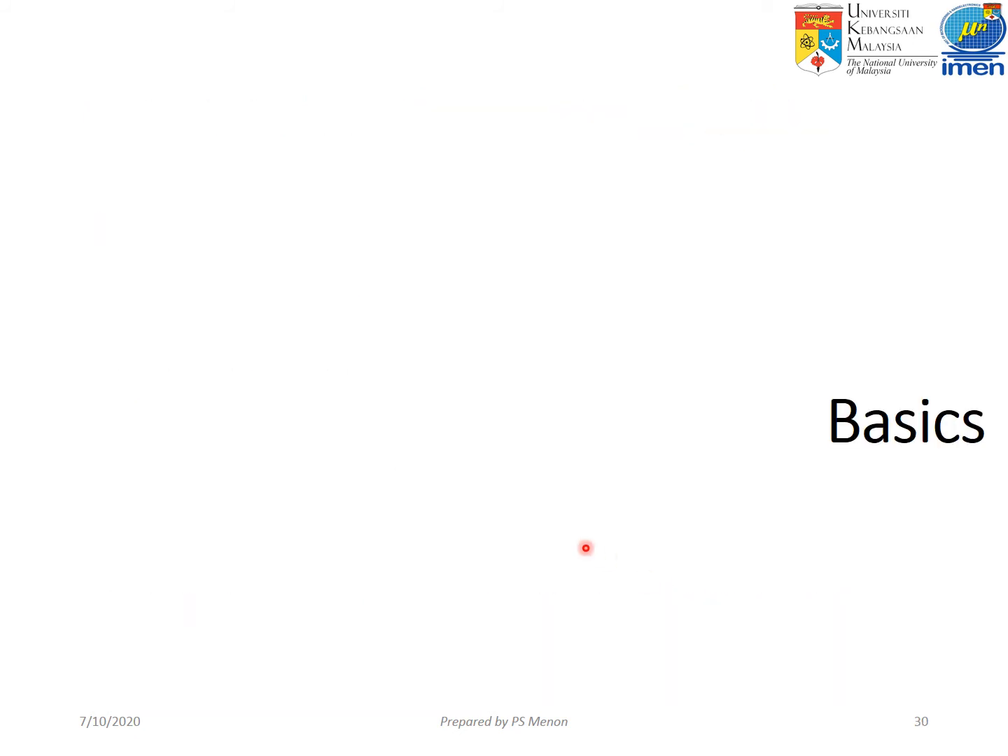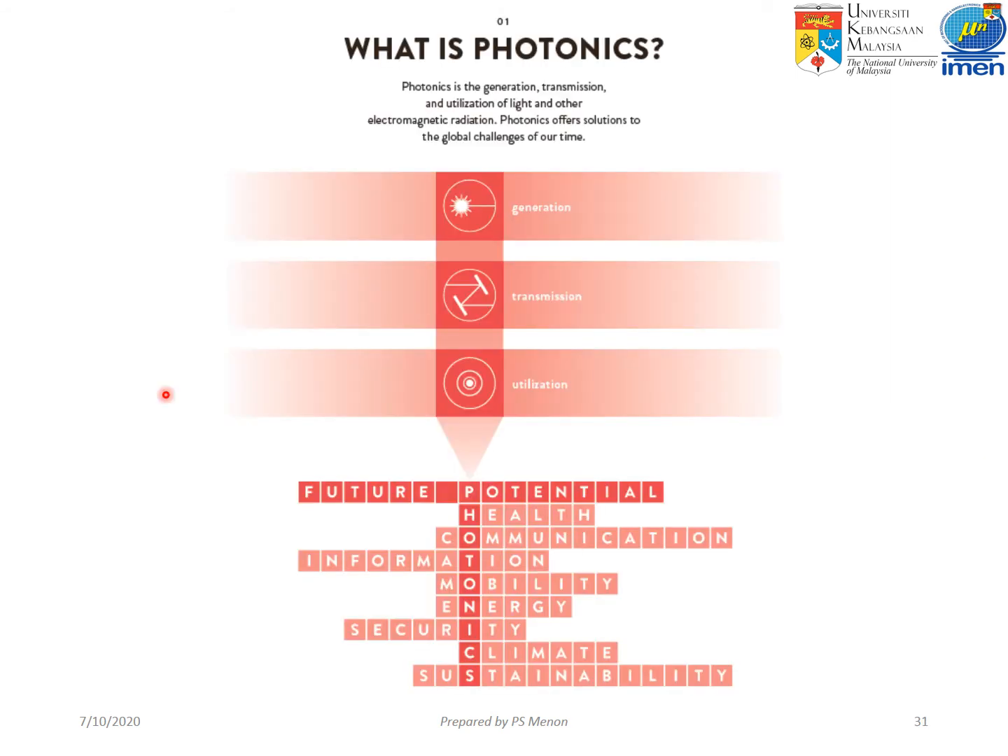So we move on to the basics first. What is photonics? So as mentioned, photonics is the generation, transmission and utilization of light and other electromagnetic radiation. Photonics offers solutions to the global challenges of our time. Okay, so generation, transmission and also utilization.